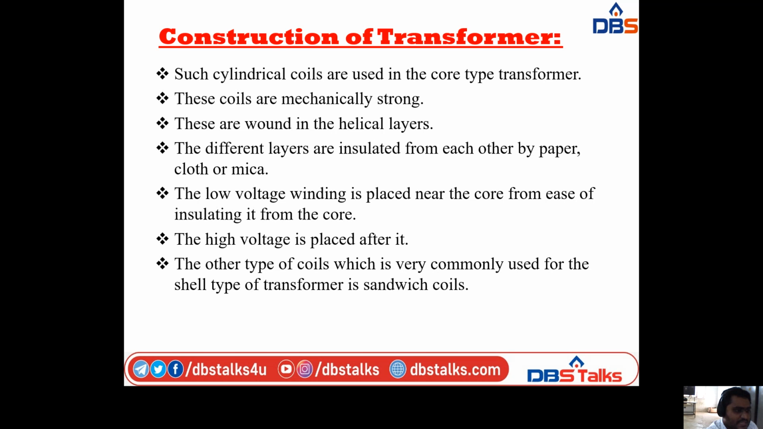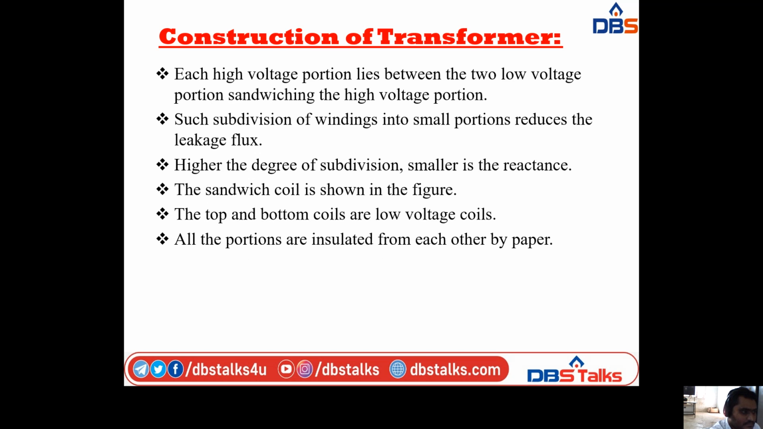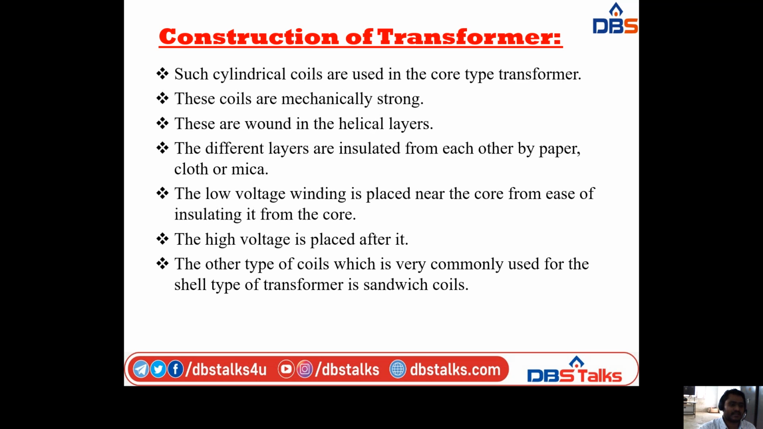Next, coming to the concept of the transformer, the two coil types. First, cylindrical coils are used in core type transformers. These coils are mechanically strong, and they are wound in helical layers. The different layers are insulated from each other by paper, cloth, or mica.